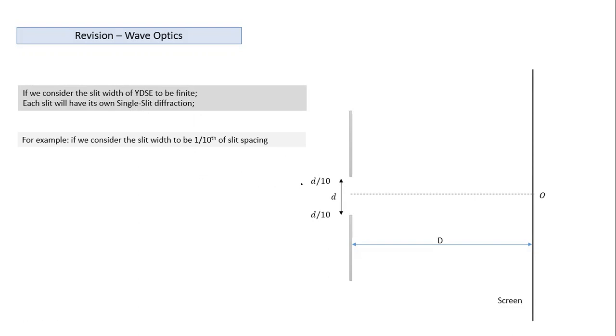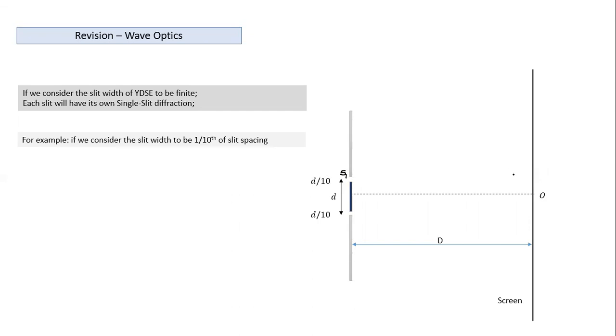For example, let's try to understand in terms of numbers. Here the slit spacing is d, and let's say the slit width is one tenth of the slit spacing. Like YDSE, we call the slit spacing d, but each slit also has a certain width, d by 10. So even suppose we keep one slit closed, S1 as we typically call it in YDSE, the slit will have an opening of size d by 10.